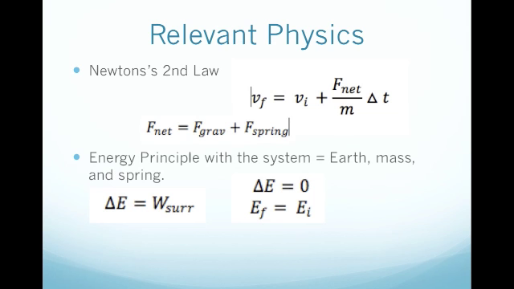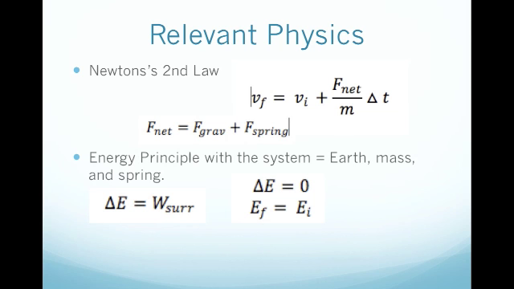The main physics principles needed in order to analyze the spring's motion include Newton's second law, which states that the final velocity is equal to the initial velocity plus the F net over the mass times delta t. The F net in this case was equal to the force of gravity on the mass and the force from the spring on the mass.